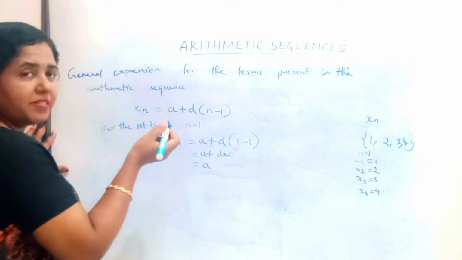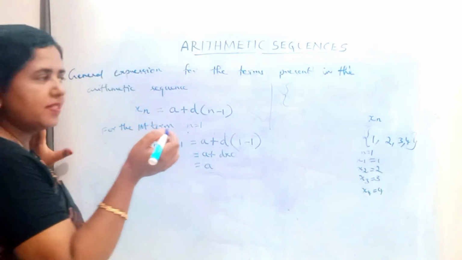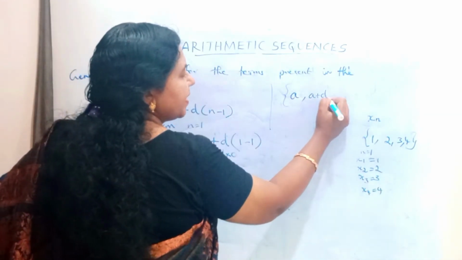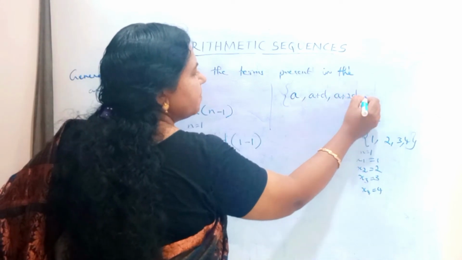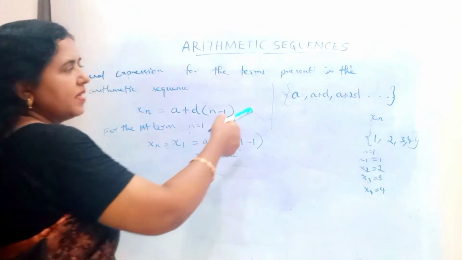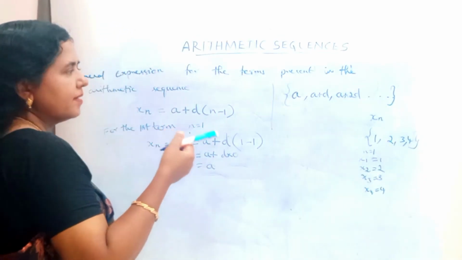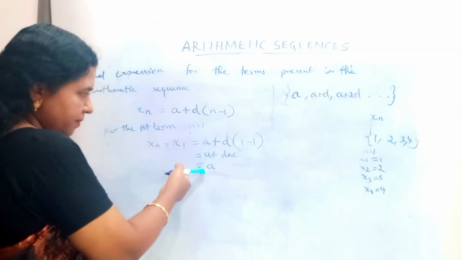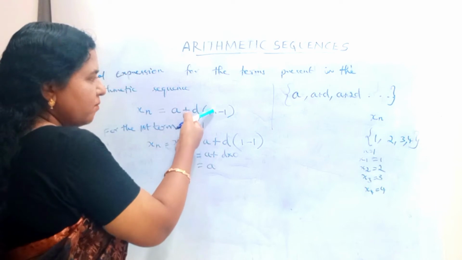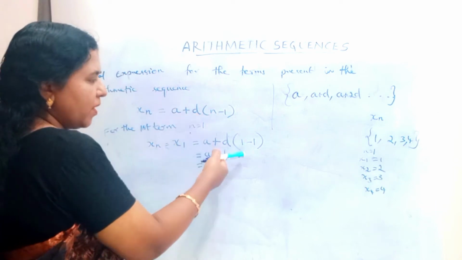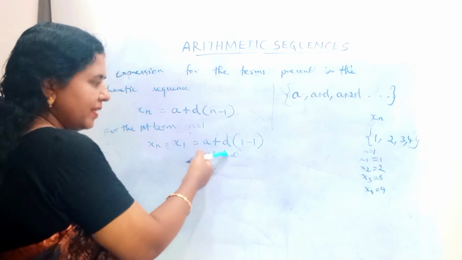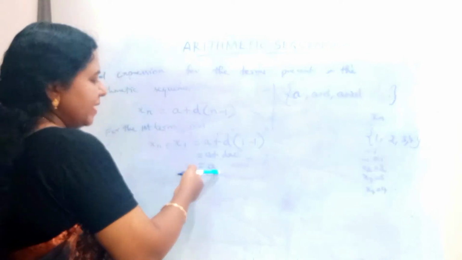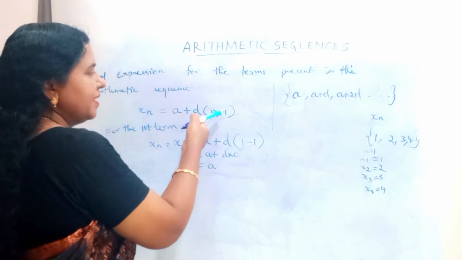So we have obtained the general form for the sequence. Here we have a as the first term, a plus d as the second term, a plus 2d as the third term, and this goes on. This is the general form for an arithmetic sequence. When we substitute n as 1 for the first term, it becomes 1 minus 1, which is 0, so this term gets cancelled and we get the term as a. It is for this reason that we have used this n minus 1 here.